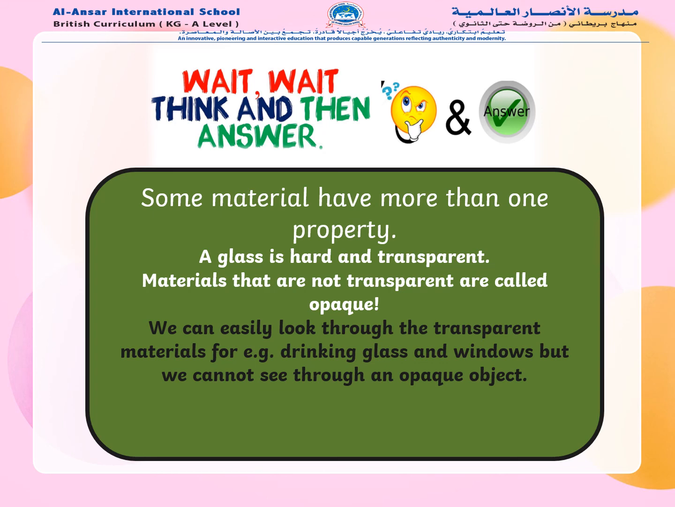Can you name some things around you that are transparent and hard? Let me give you an example. A drinking glass, the window of your room, if it's made out of glass. Look around you. Can you find more objects that are made out of glass?